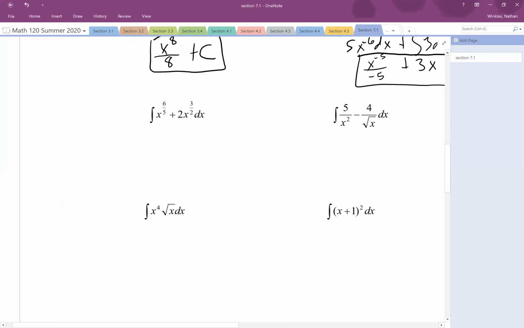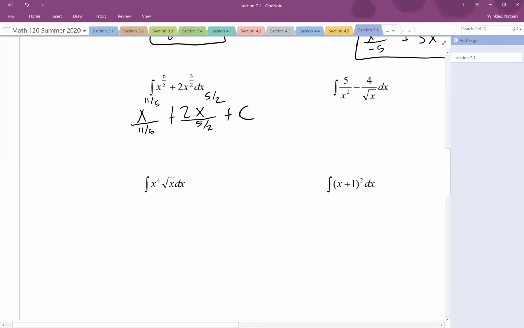If we were to look at this next one here, x to the 6 over 5 plus 2x to the 3 halves. So same thing. We're going to add 1 to our exponent. So we're going to get 11 over 5. We're going to divide through by 11 over 5. Same thing here, 2x to the 3 halves. We're going to add 1 to it. So that's going to be 5 halves. We're going to divide by 5 halves. We're going to put plus c.